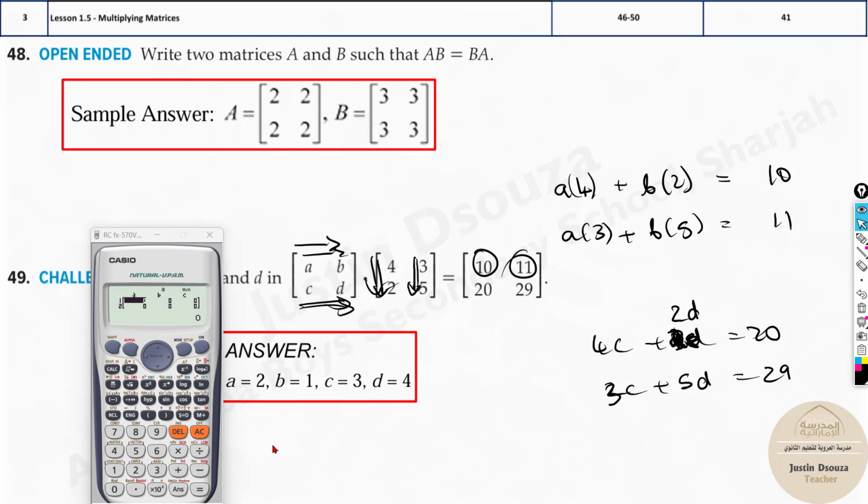So now let's type in the values. It'll be 4. Over here it is 4. Then next coefficient is 2. Then we have 20. And we have 3, 5, and 29. And what are the answers? 3 and 4. This is how we can easily solve A, B, and C values.